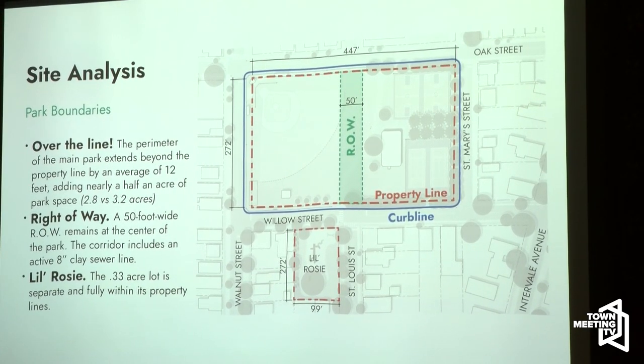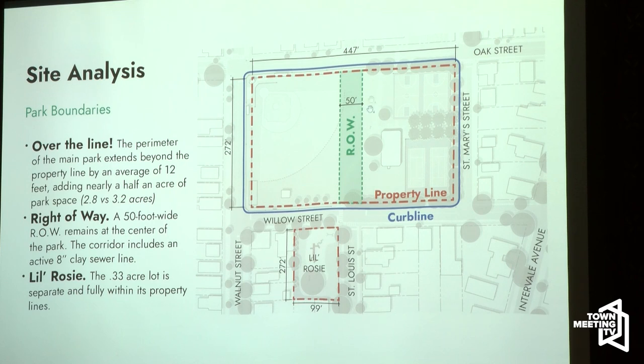All right, this diagram is starting to explain the park boundaries. So the first thing we need you to know is that the park is actually extending beyond the property line. So the perimeter of the park is the curb, shown here in blue. That's how far the park extends in real life. But the property line is here in dashed red. So much of the park extends beyond its boundaries.